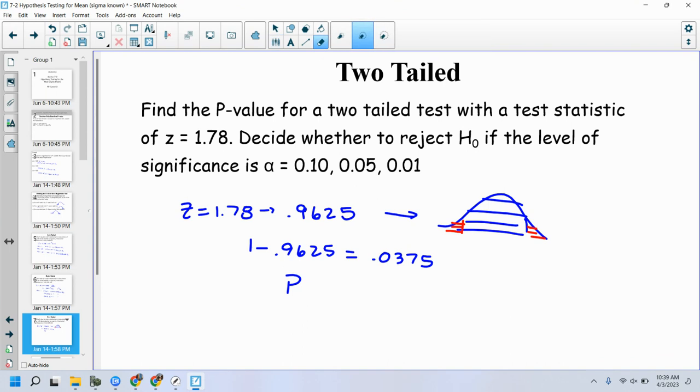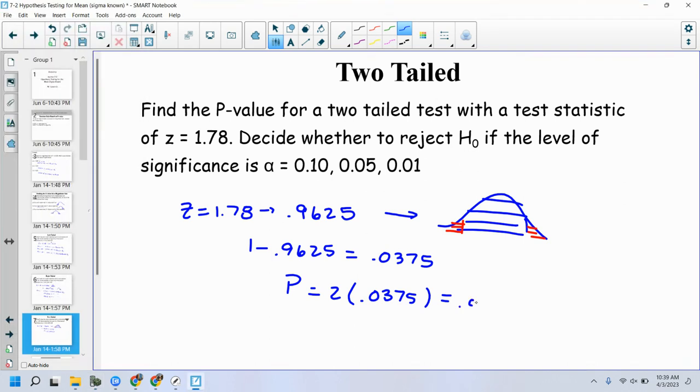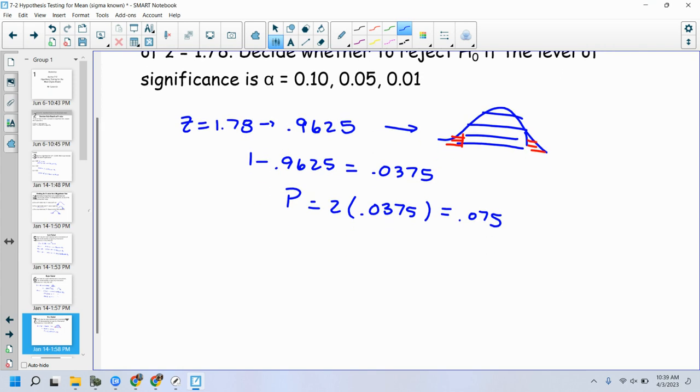The p-value is equal to 2 times 0.0375, which gets me 0.075. And that's the p-value that I'm going to be using. So let's make our statements based off that. If alpha is 0.1, is 0.075 less than 0.1? Is that a true statement? Yeah. So I can reject the null at this level.